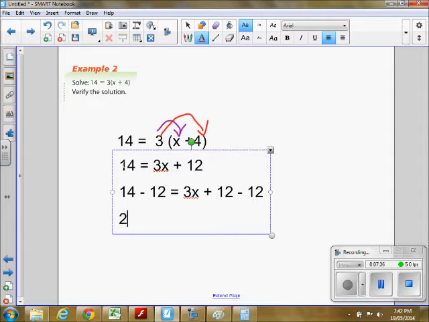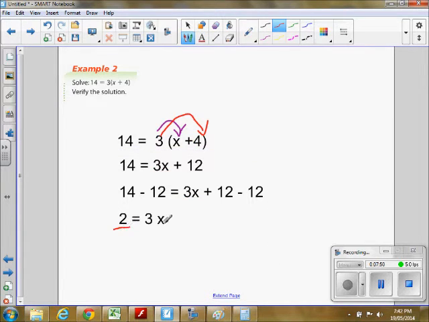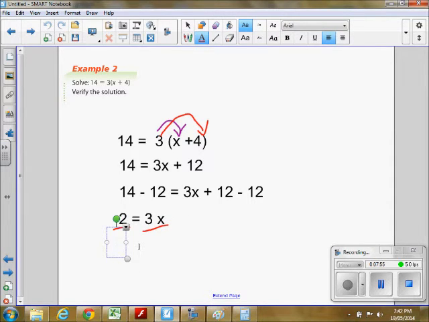We end up with 2 is equal to 3x. And we divide by 3 on each side to isolate the x. That gives us 2 over 3 is equal to x.